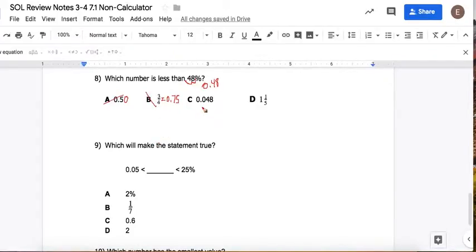The next one here is 0.048. Now, I can drop a 0 here. So is 48 thousandths less than 480 thousandths? And the correct answer is yes, it is. So circle C. And let's just look at this one really quick.